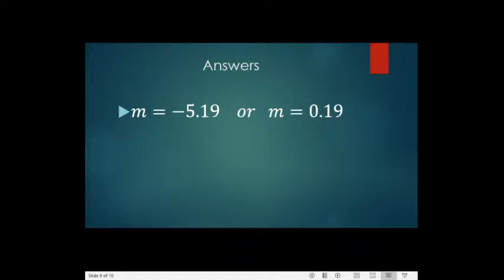Remember the question said you leave your answers to two decimal places. Okay, so we end here.